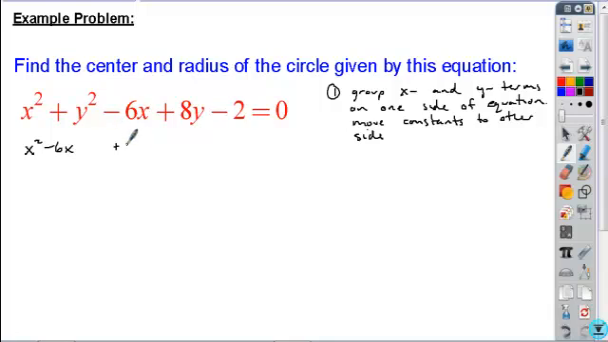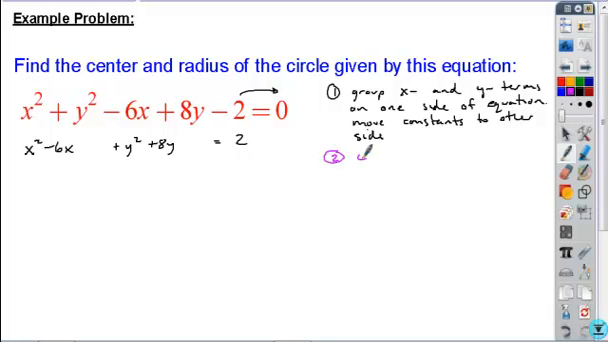Okay, so now I group my y terms, y squared plus 8y, again leaving a space to complete my next step. And then I'm going to move my 2 over to the other side. So it becomes a positive 2 when I move that over. So this is step 1. We group our x and y terms, move them to one side of the equation, and then put all the constants over on the other side.